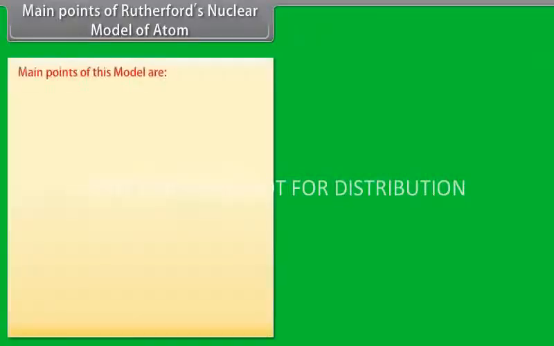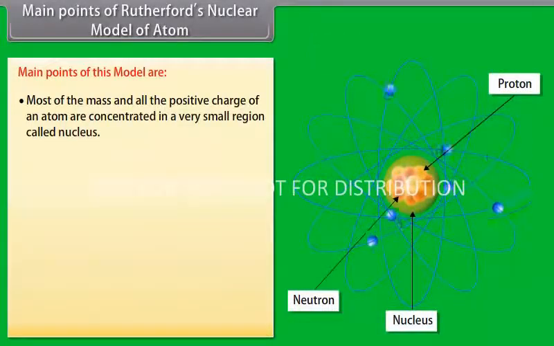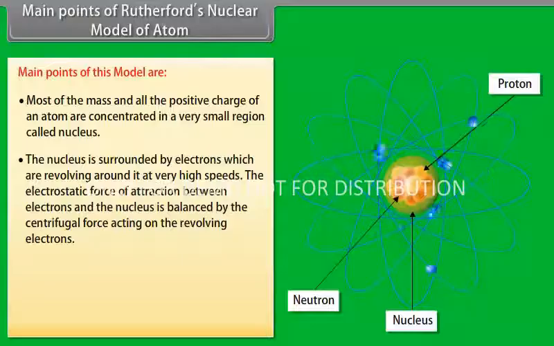Main points of this model are: Number 1. Most of the mass and all the positive charge of an atom are concentrated in a very small region called nucleus. Number 2. The nucleus is surrounded by electrons which are revolving around it at very high speeds. The electrostatic force of attraction between electrons and the nucleus is balanced by the centrifugal force acting on the revolving electrons.